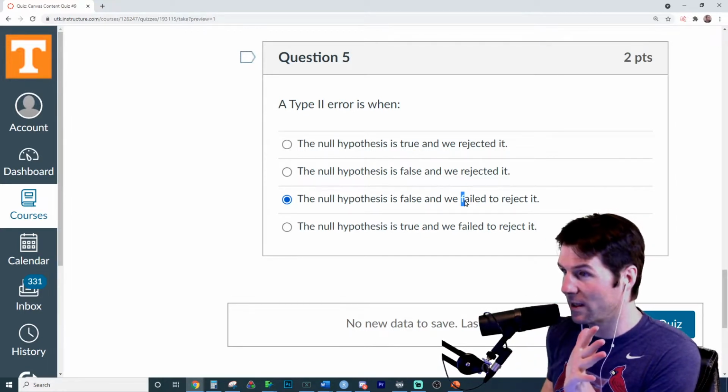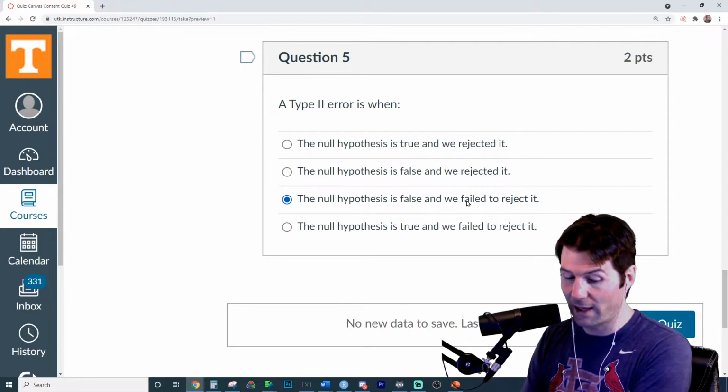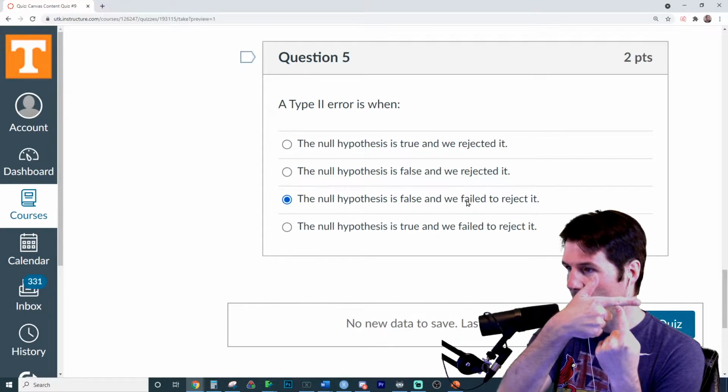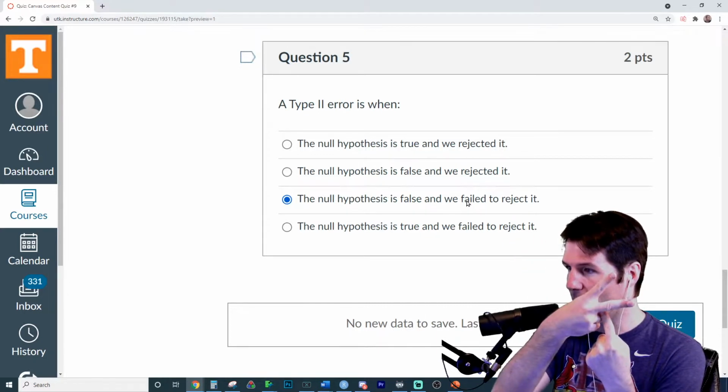So, a quick way of memorizing it. I've had people who teach statistics say, hey, I'm going to use that because it's really easy to remember. In a type 1, the null is true, and we reject it. In a type 2, the null is false, and we fail to reject it.